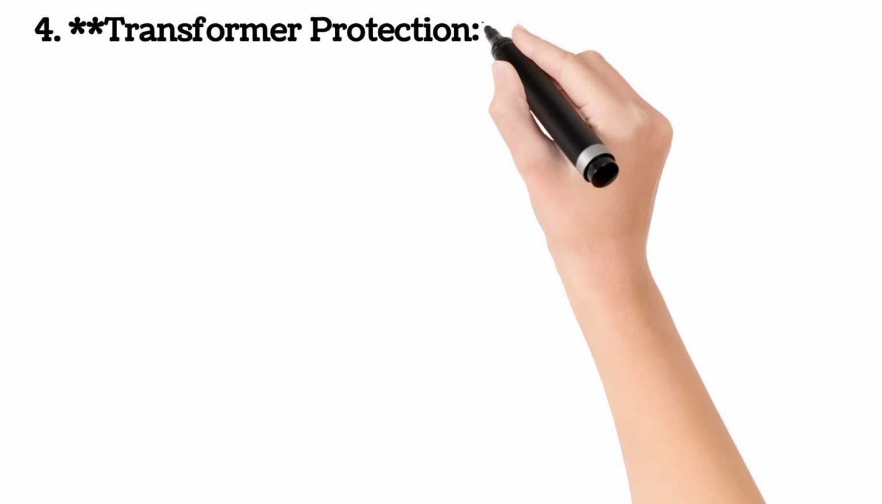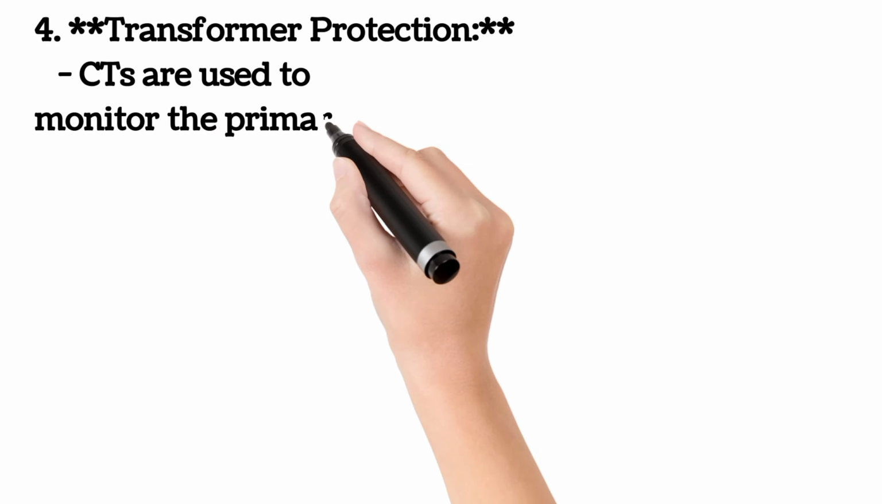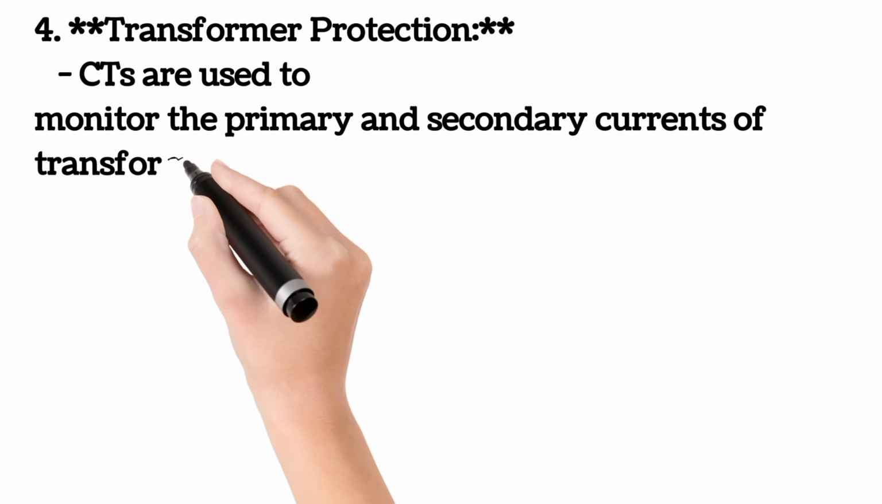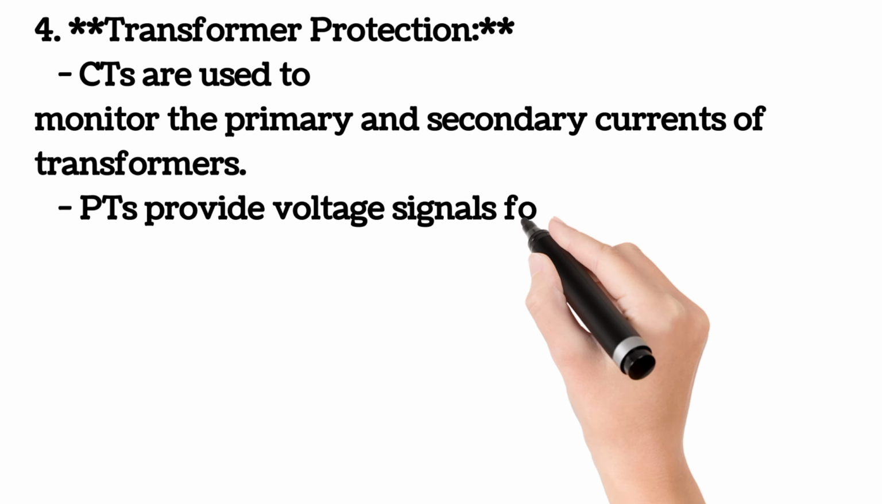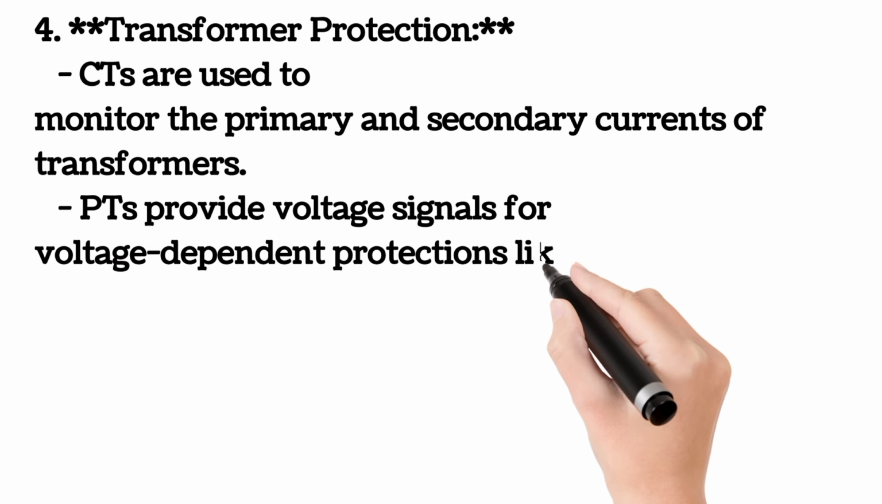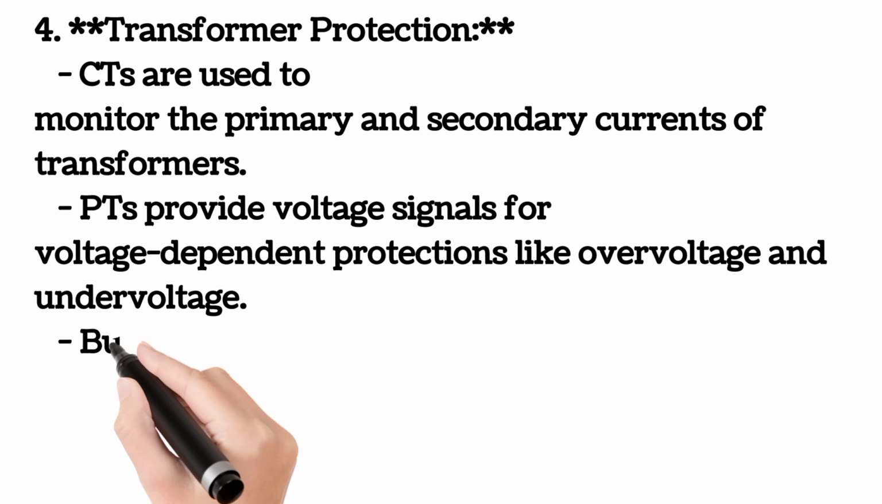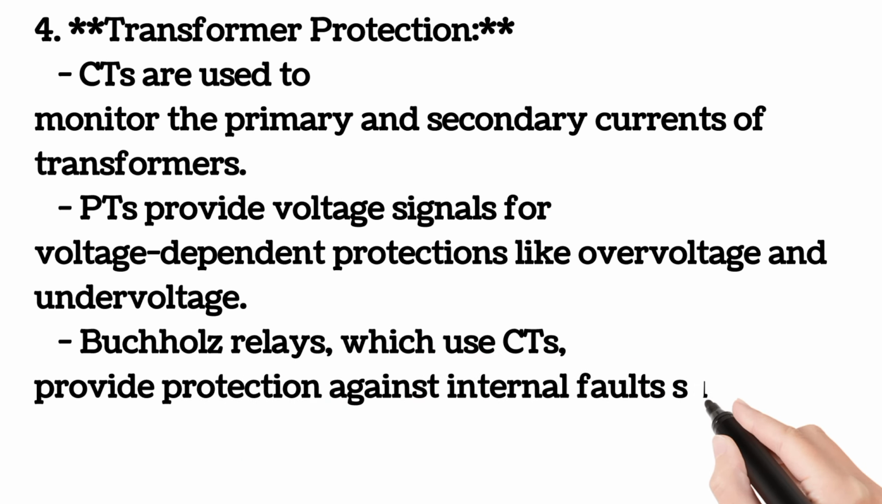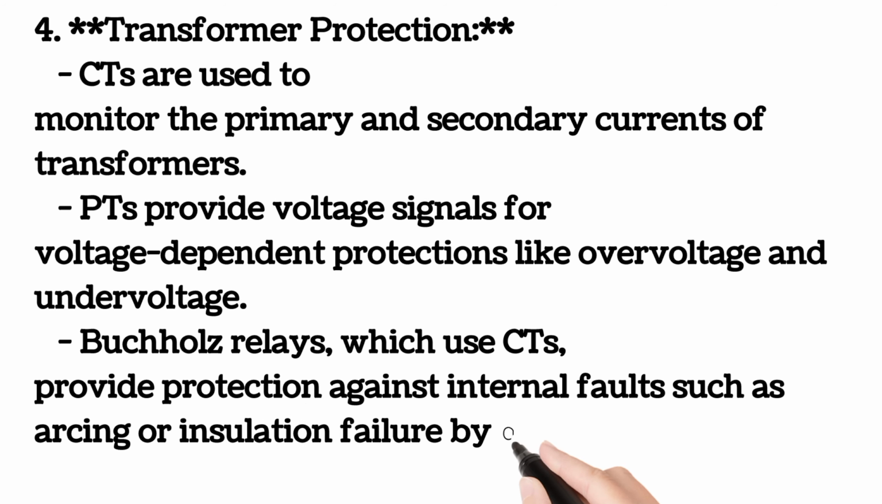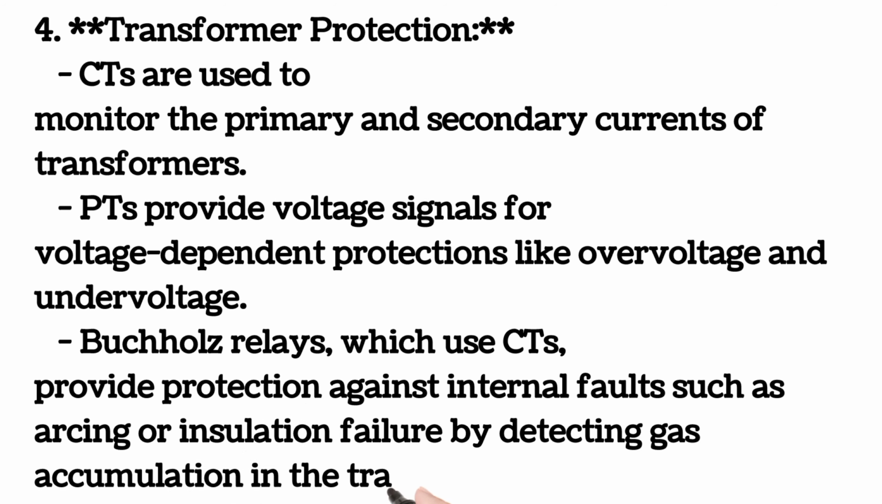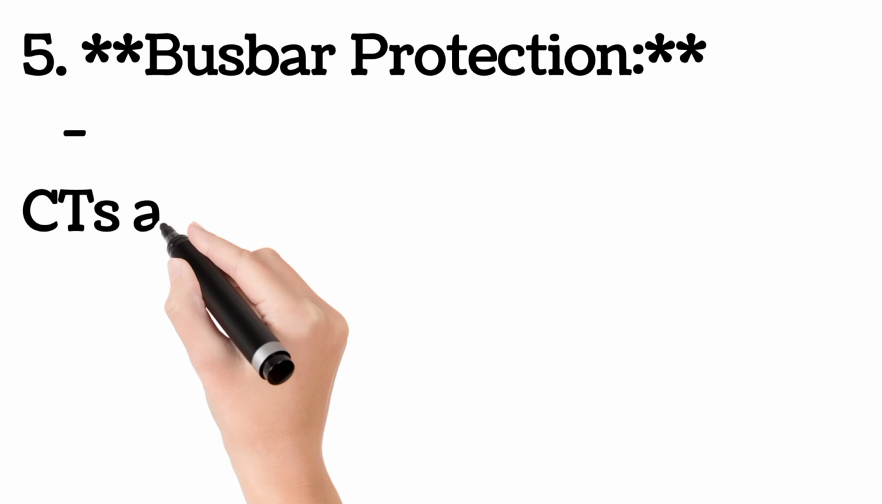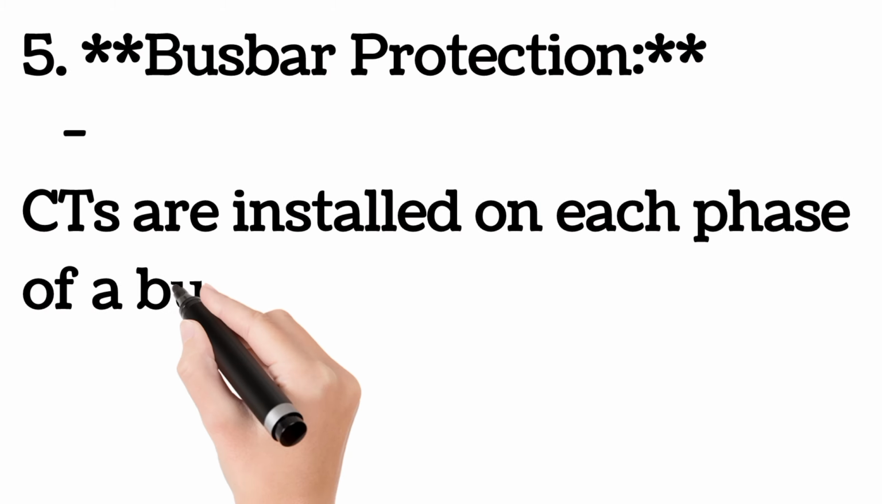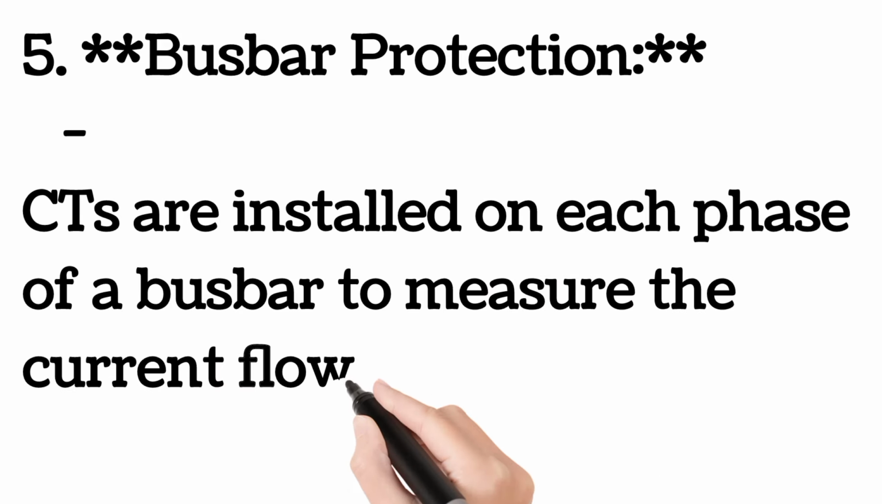4. Transformer protection. CTs are used to monitor the primary and secondary currents of transformers. PTs provide voltage signals for voltage-dependent protections like overvoltage and undervoltage. Buchholz relays, which use CTs, provide protection against internal faults such as arcing or insulation failure by detecting gas accumulation in the transformer oil. 5. Busbar protection. CTs are installed on each phase of a busbar to measure the current flow.